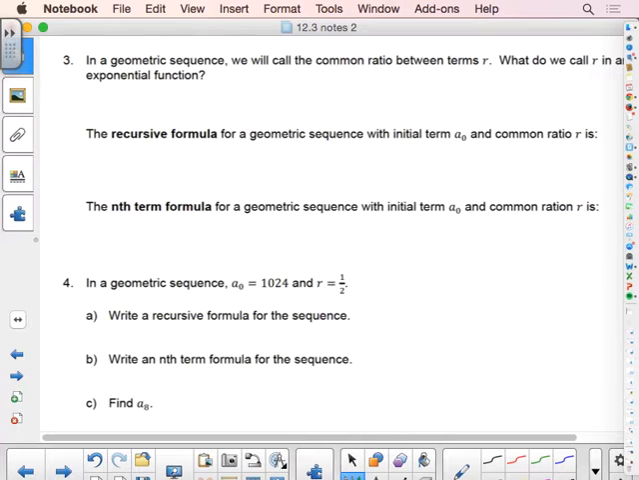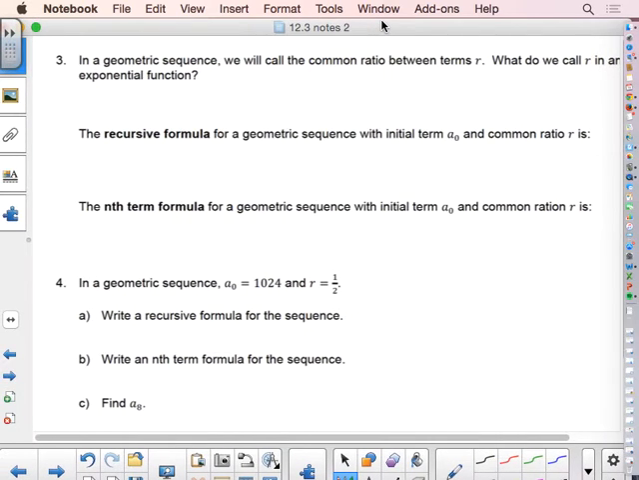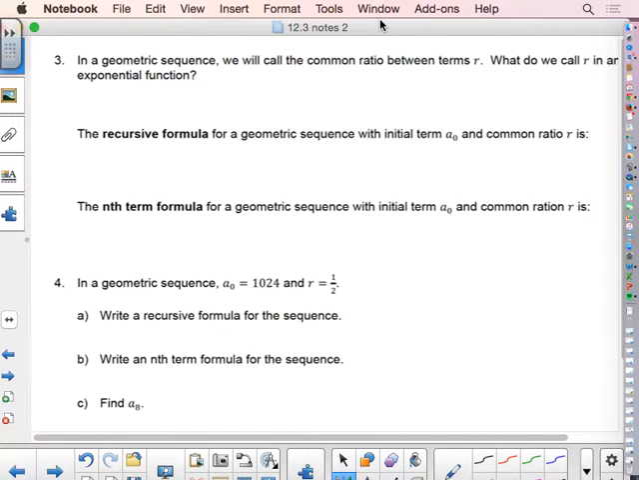Number 3, in a geometric sequence, we will call a common ratio between terms r. What do we call r in an exponential function? We call it the growth or decay factor.